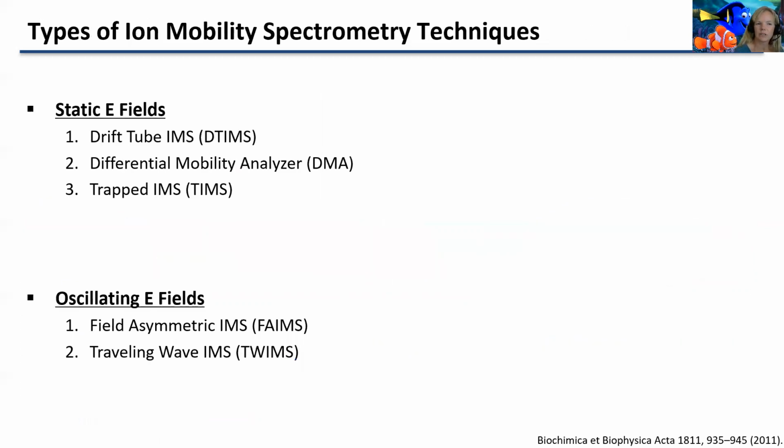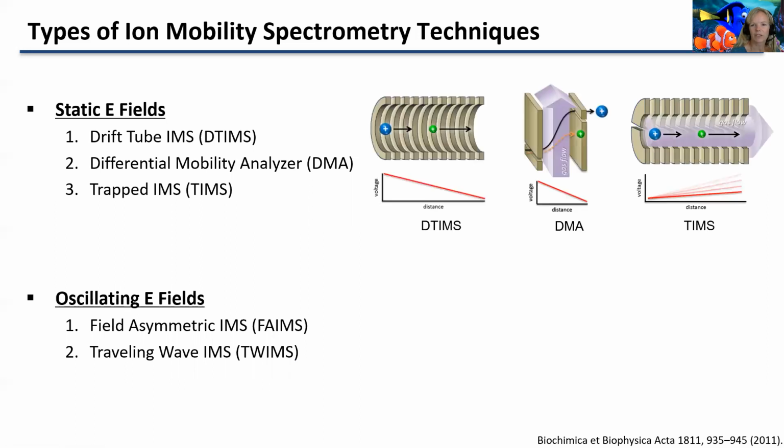So ways to separate the different techniques are, one way is by electric field. So whether the instrument has a static electric field or an oscillating electric field. Some of the techniques with static fields are drift tube ion mobility, the differential mobility analyzer, and trapped ion mobility, while oscillating electric fields occur in field asymmetric IMS and traveling wave IMS. And so if we go to some nice schematics, we can see how these are applied differently.